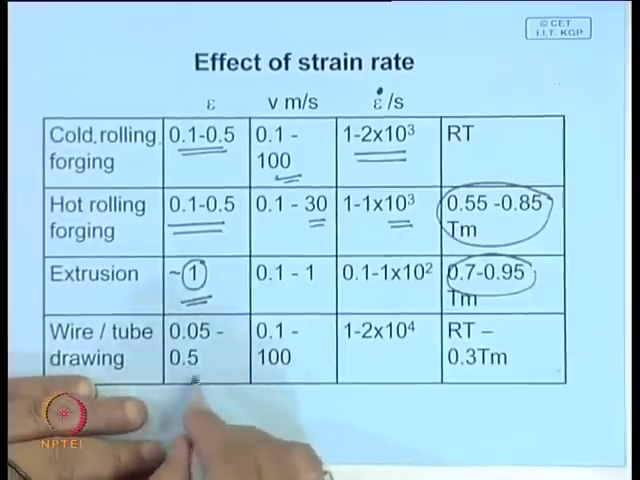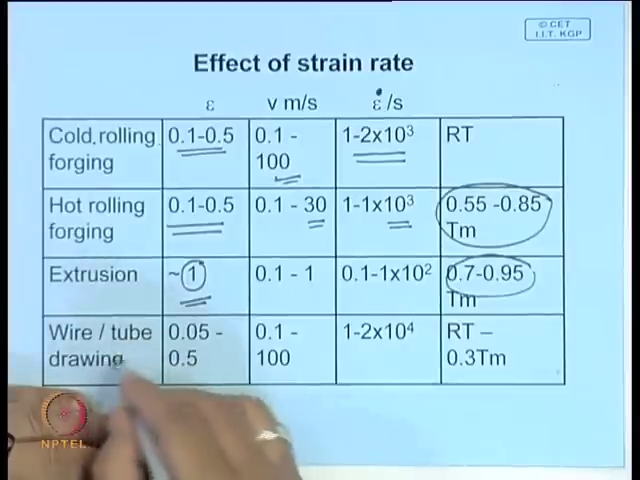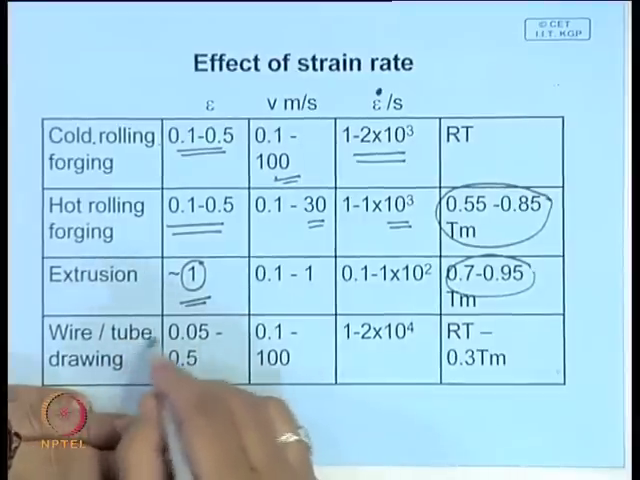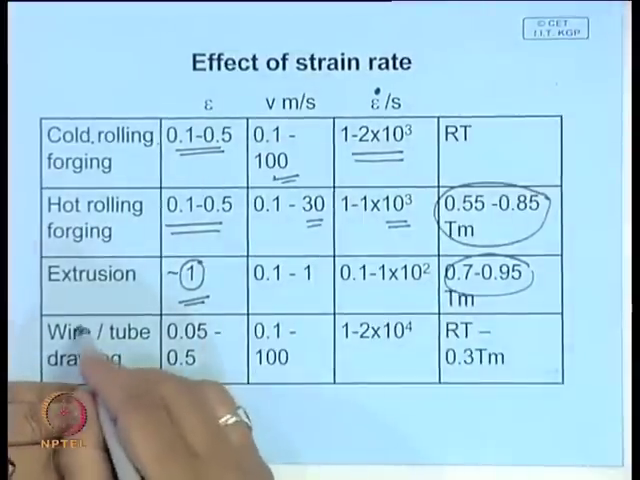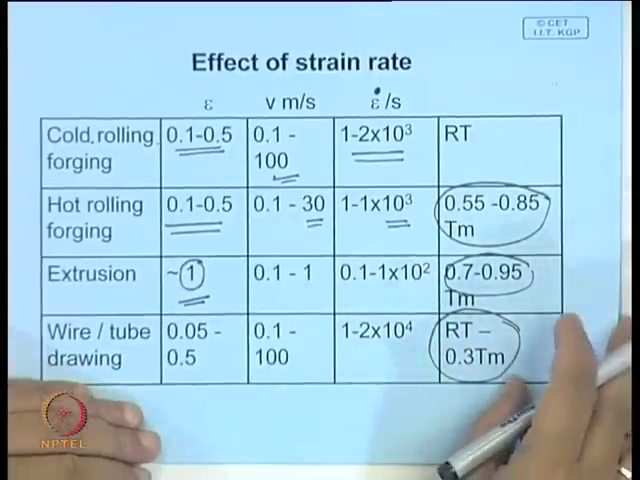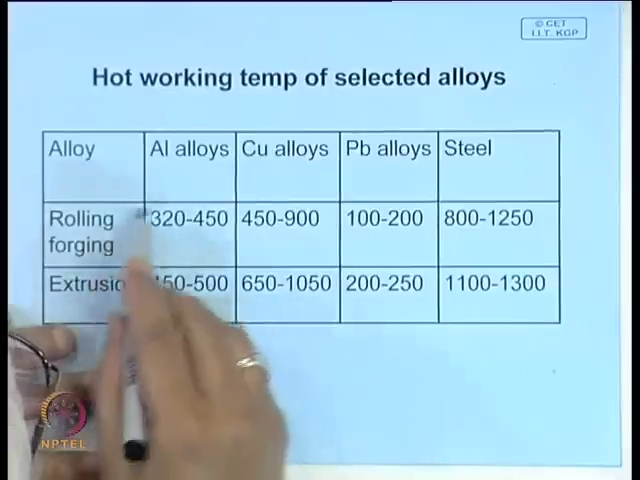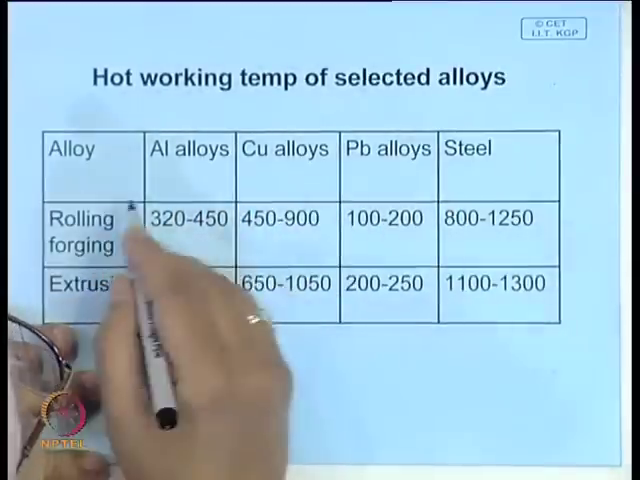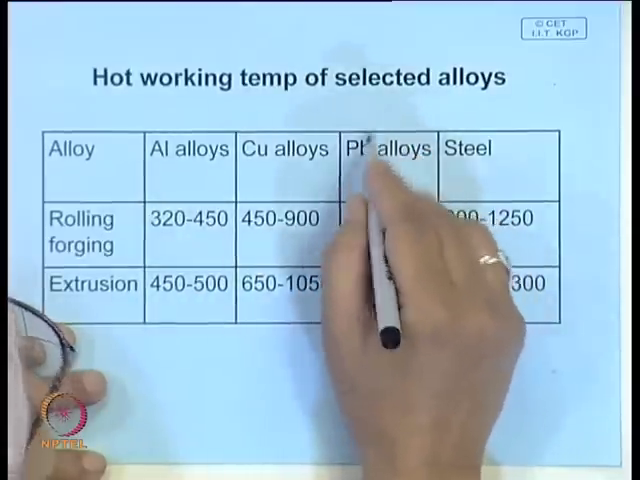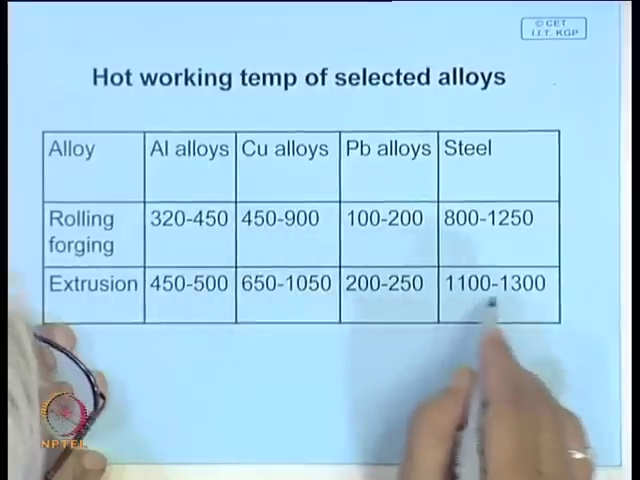Now, wire and tube drawing, this is a cold working process. Usually wires or tubes are drawn, tube can be drawn at a high temperature also, but wire drawing is usually a cold drawing process. It is usually done at these temperature ranges. And here are some of these different alloys that can have different temperature ranges in which working is done, which is listed here. They all scale depending on their melting point. Lead has a low melting point, so therefore rolling and forging hot working temperatures for several alloys are given.